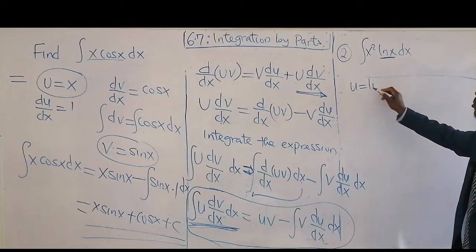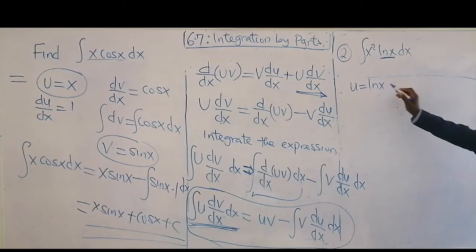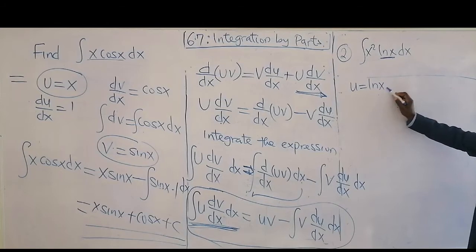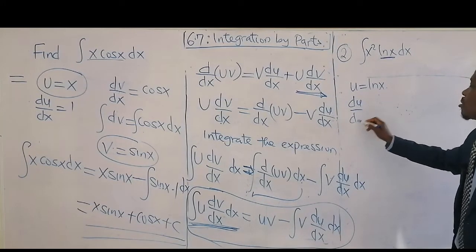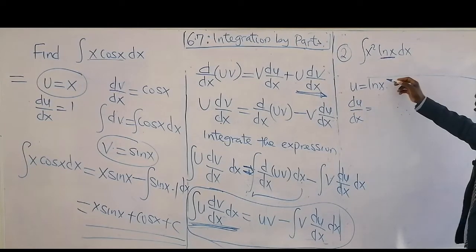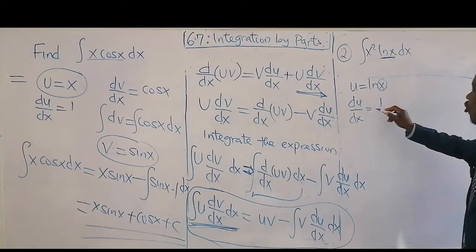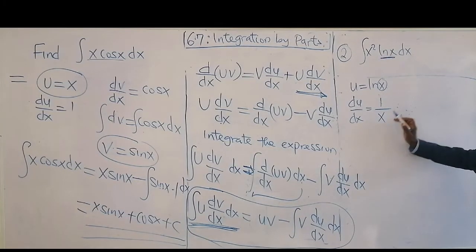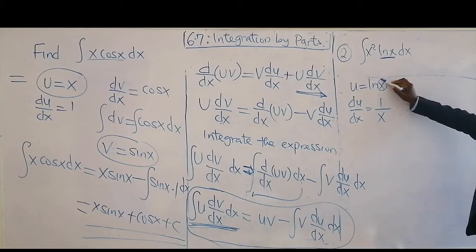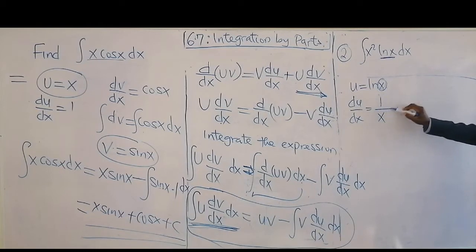So this one is what? This. And this one becomes what? It becomes simpler on differentiation. So the du/dx of ln x is what? The derivative of this one is 1 all over what? All over the function itself. That is how to differentiate the ln function. The derivative of this is 1 all over the function itself.